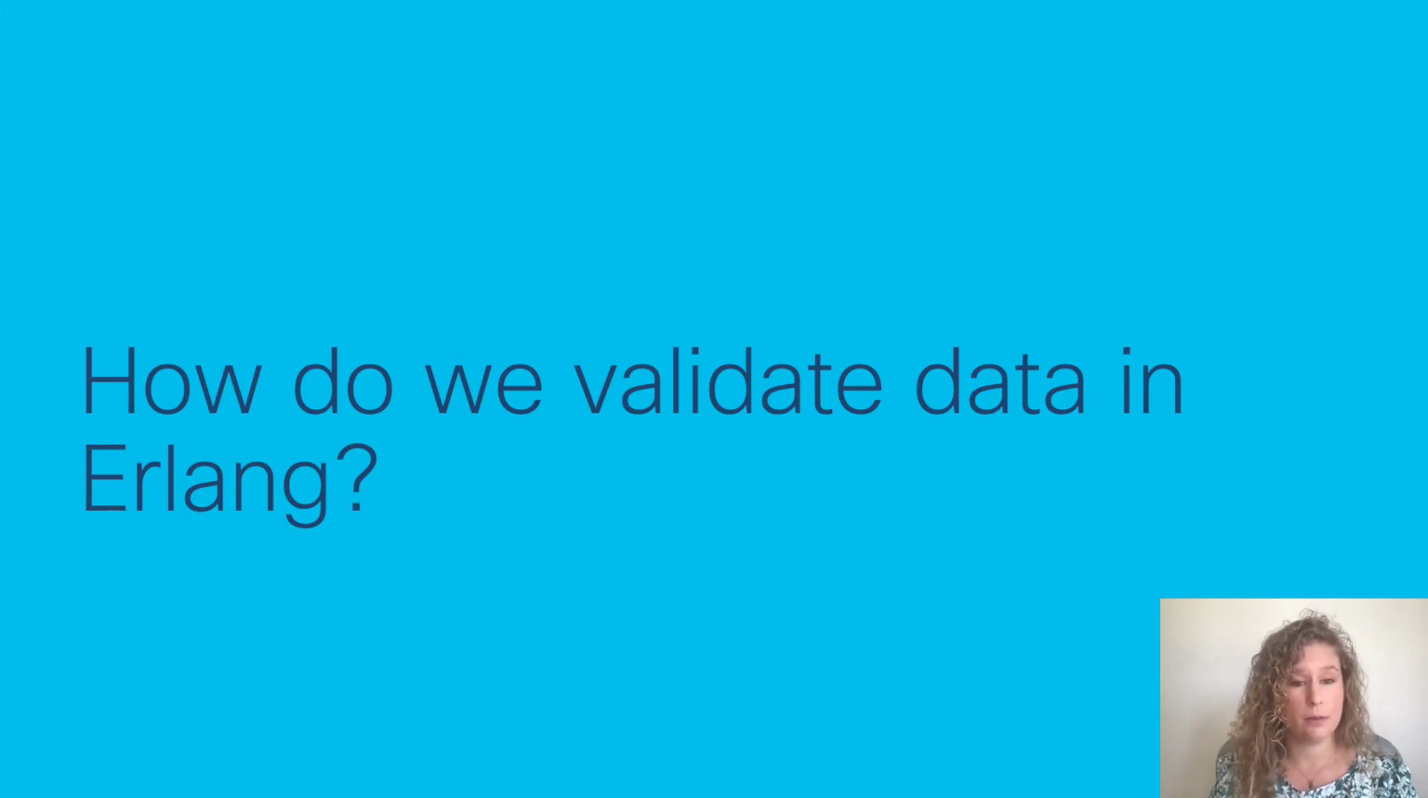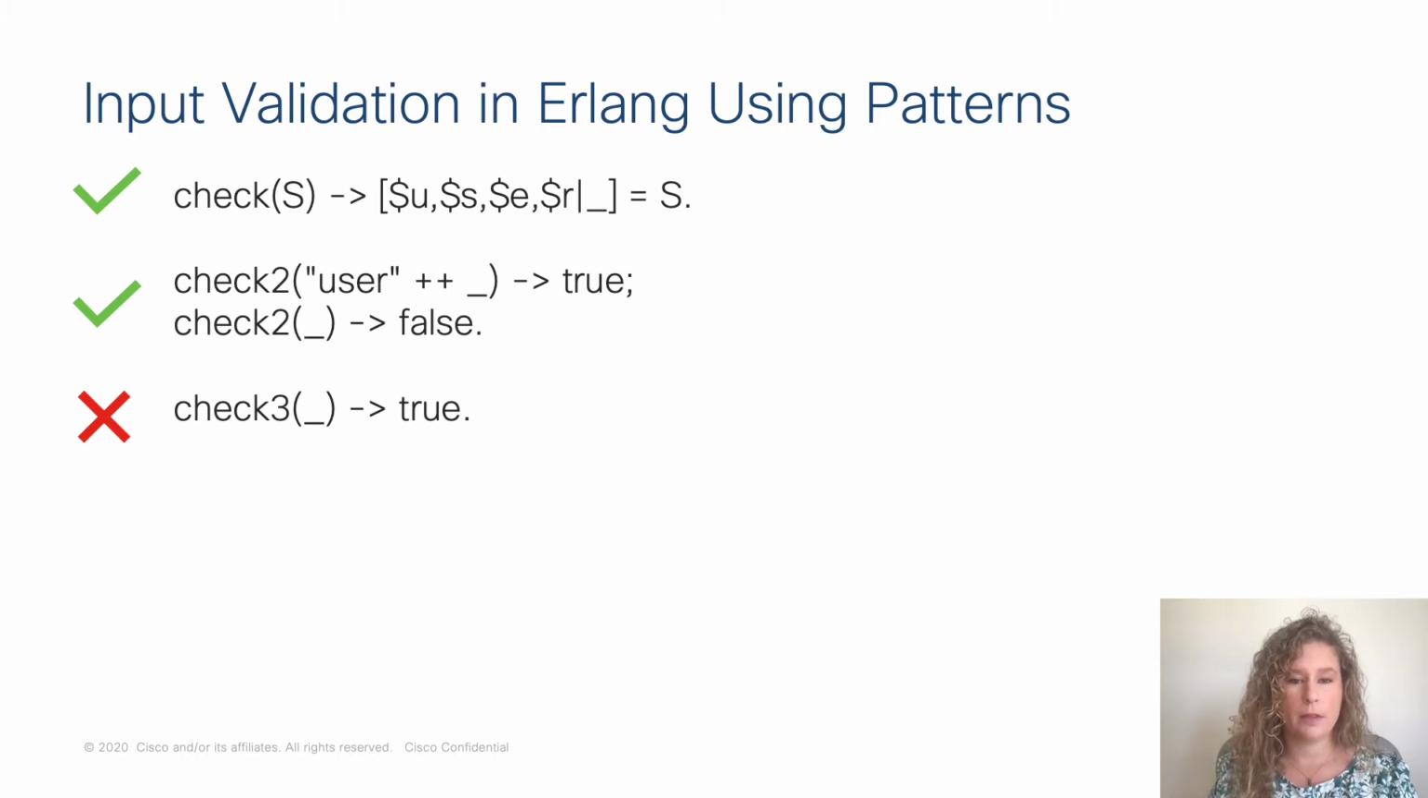How can we do that? There is a language construct in Erlang called patterns that allows us to test the structure of a given value. Examples are the check and check2 functions. However, notice that check3 is not really a good input validation, right? It uses the Joker pattern, and that does not put any constraint on the expression.